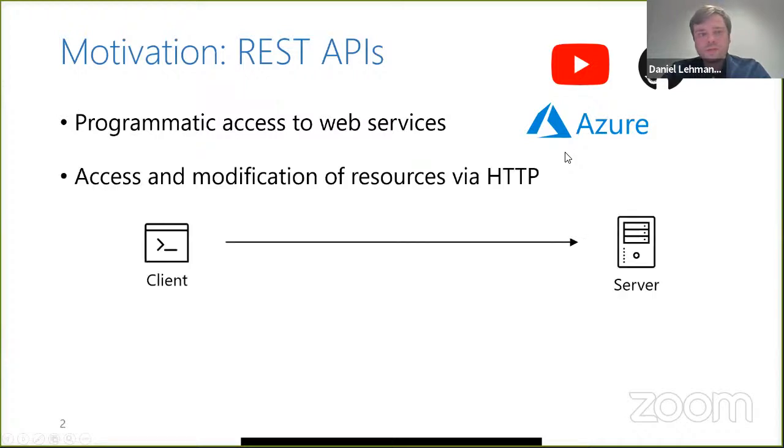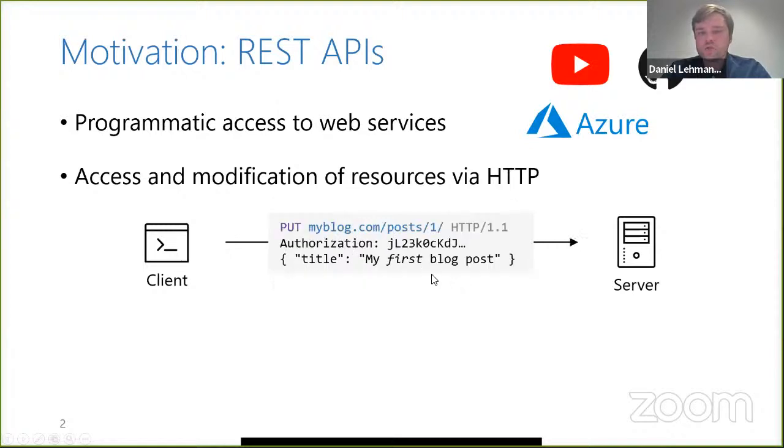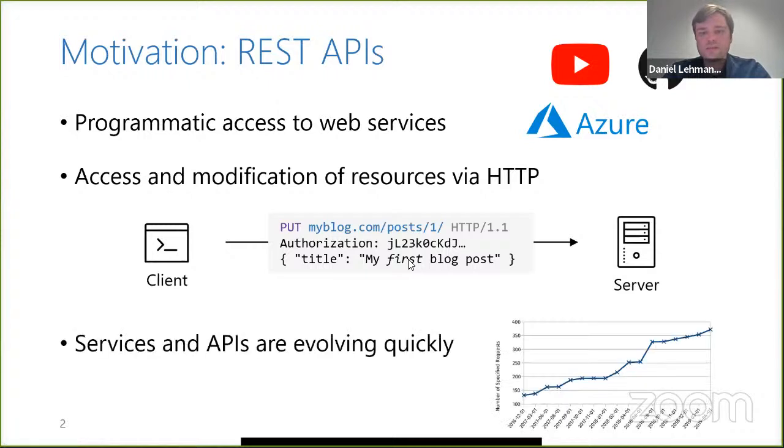A typical REST API interaction is between a client and a server. Say the client requests some resource via HTTP, and then the server responds with structured data, like in this case, JSON. Then the client decides to modify some resource, for example, here with the HTTP PUT verb. This model of REST APIs is very simple, and as such has been tremendously successful.